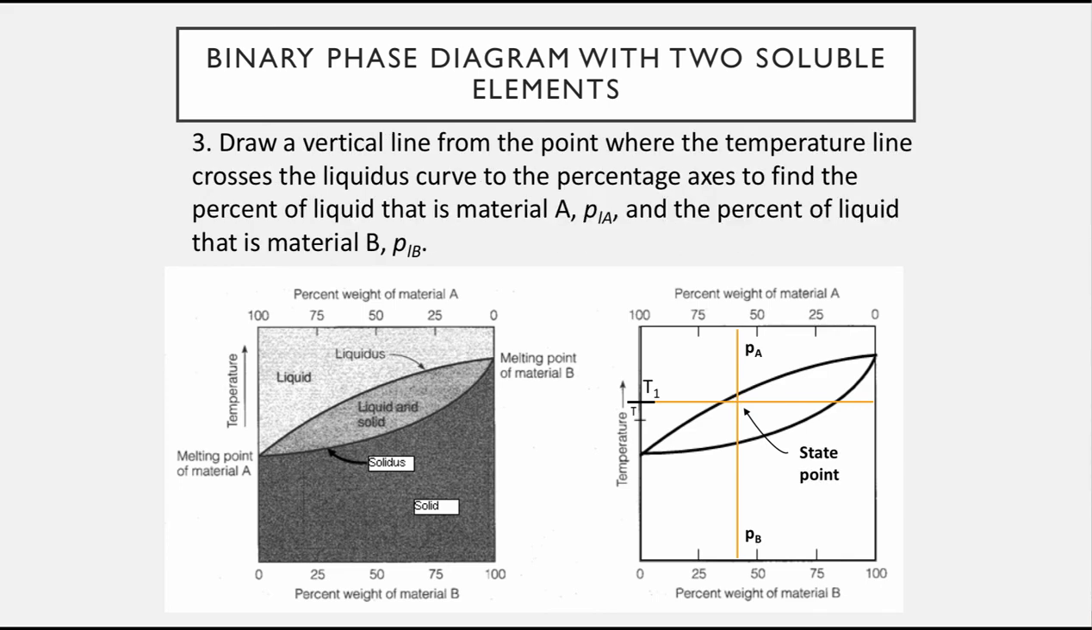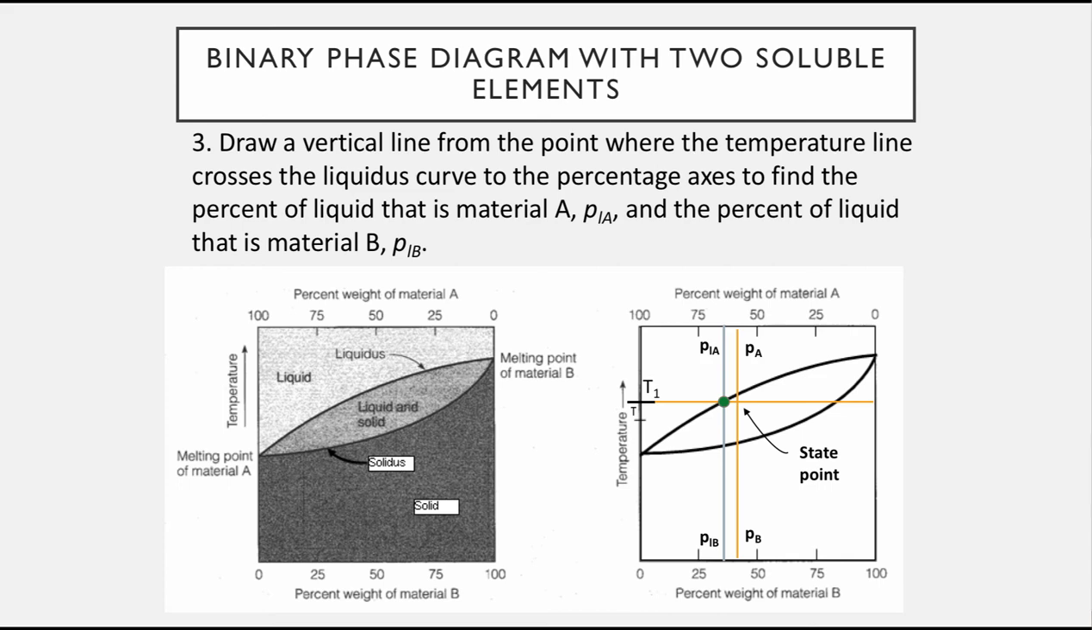So step 3, what we want to do is we're going to find the point where our temperature crosses the liquidus and draw a vertical line. So here's where our temperature line crosses the liquidus. We draw a vertical line, and that line is now indicating the percent of the liquid that is material A and the percent that's material B. And we just look where that vertical line touches our percent weight of A or B axes. So here's the percent of our liquid that is material A, and I would estimate where we're landing there at about 68%, which correspondingly means then that 32% of our liquid must be material B.